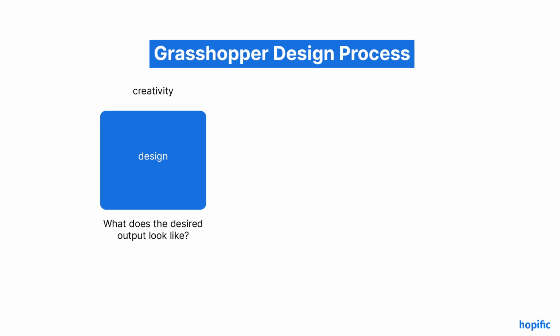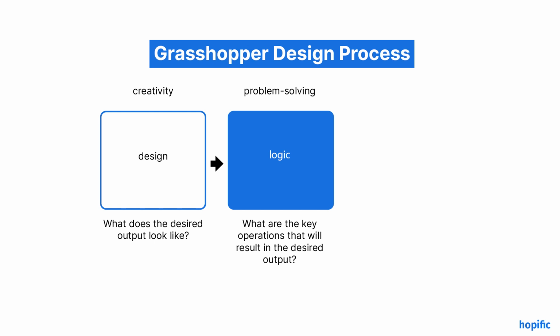The starting point for any Grasshopper script is an idea. What are we trying to create? What does our final output look like? We could have a particular image in mind. It could be a reference image or a conceptual sketch. Anything that will help us with the next step: figuring out the logic of the design.